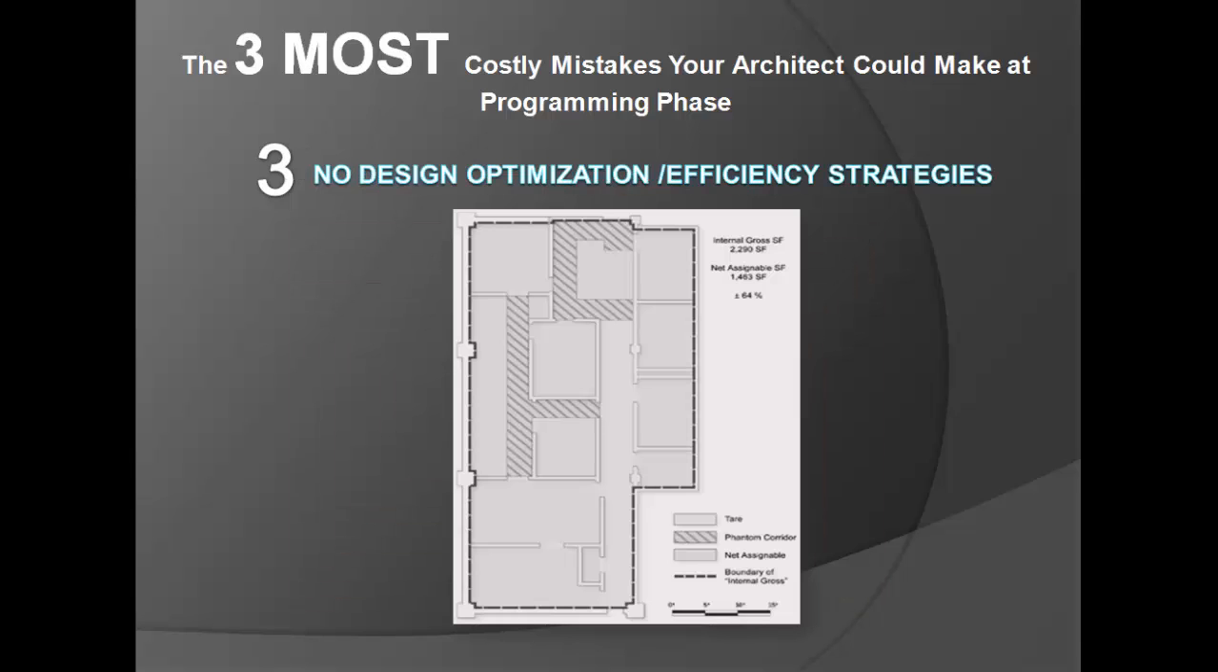The third costly mistake at the programming phase is that the design has no strategy for optimization, or in other words, there is no efficiency strategy. This means that your design, your footprint on the site, should be studied in such a way that we minimize the wasted areas. We minimize the areas that do not really need or require to be there. For example, circulation should be at the minimum.